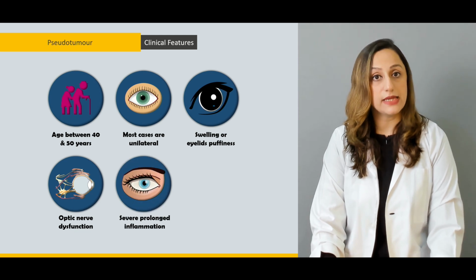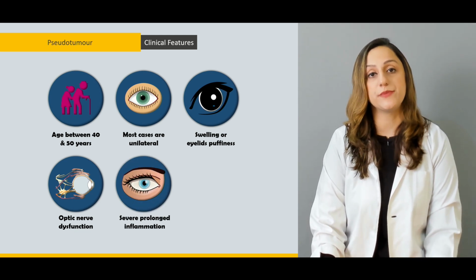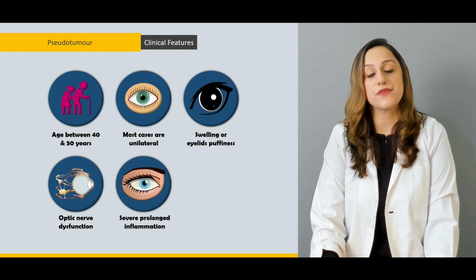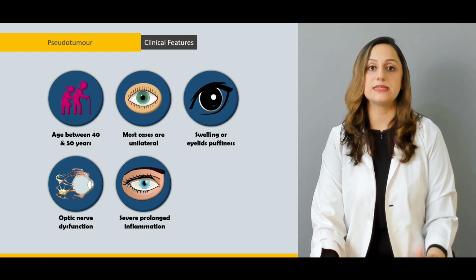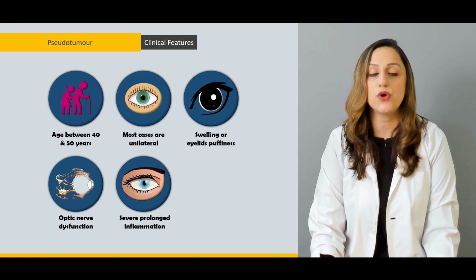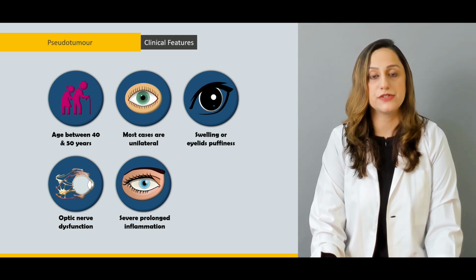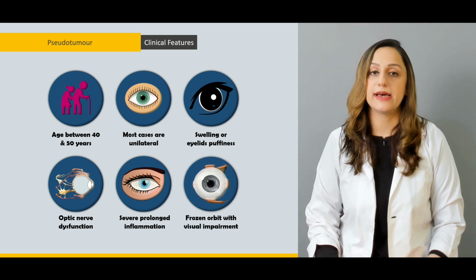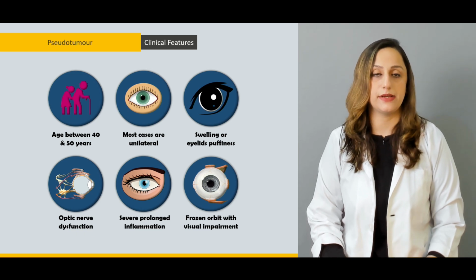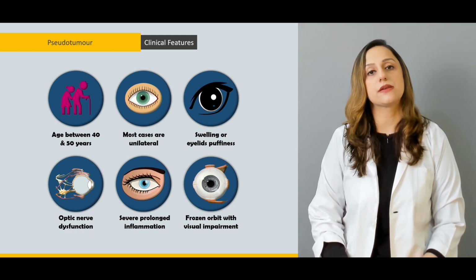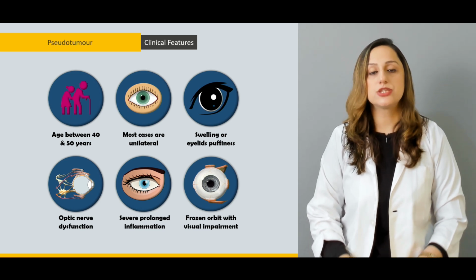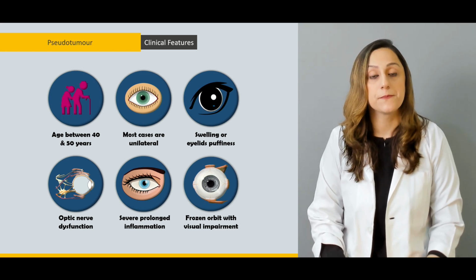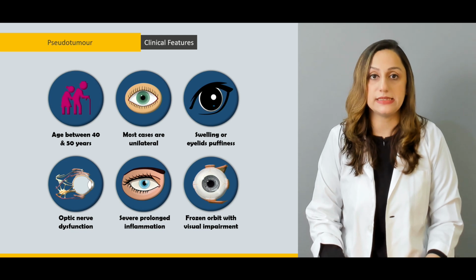So that would be affected, and there can be a severe prolonged inflammation which is not responding to any sort of antibiotic therapy, any sort of antiviral therapy, and even when systemic therapies are given to these patients, they do not respond well to this kind of treatment. Then there is another terminology known as a frozen orbit with visual impairment. Obviously, if the optic nerve is compressed, it is going to stop sending messages back to the visual cortex, and that is basically the mainstay for the visual impairment in these patients.